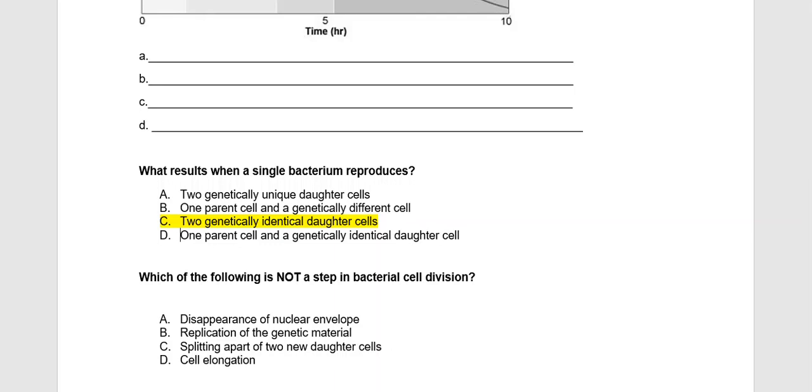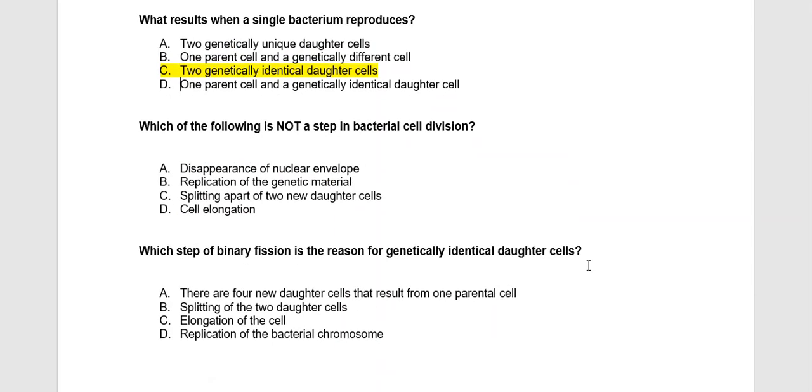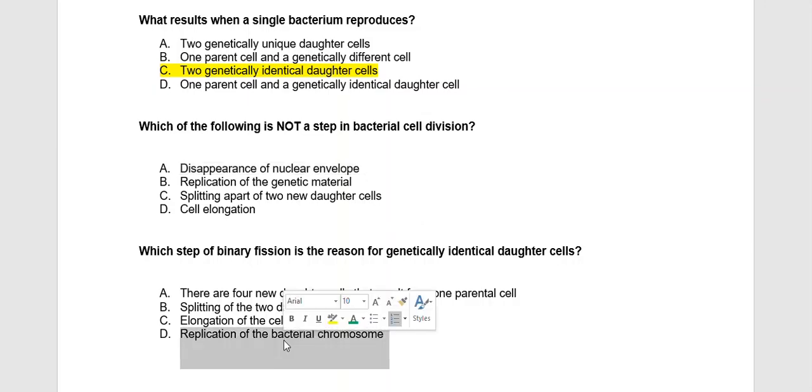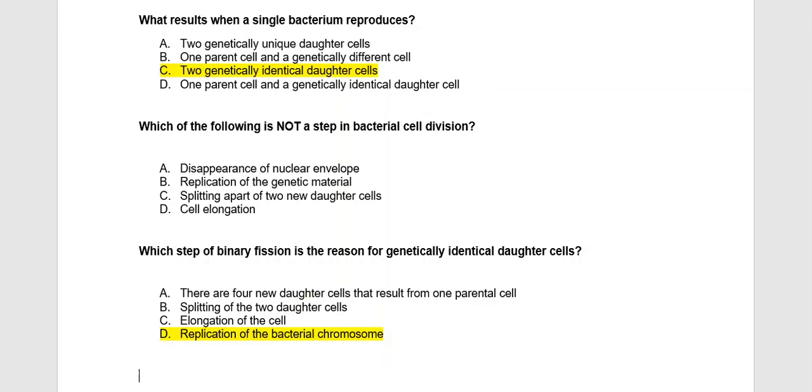Which of the following is not a step in bacterial cell division? Well, since they don't have a nucleus, there is no disappearance of the nuclear envelope. And then which step of binary fission is a reason for genetically identical daughter cells? The reason for that is the replication of the plasmid or the bacterial chromosome, which duplicates itself within the parent cell, and then when the new daughter cell is made, it gets an exact copy of that.